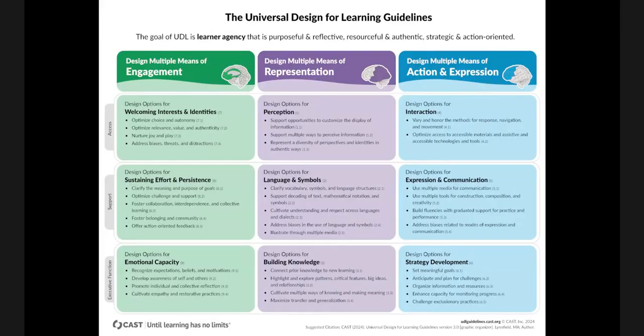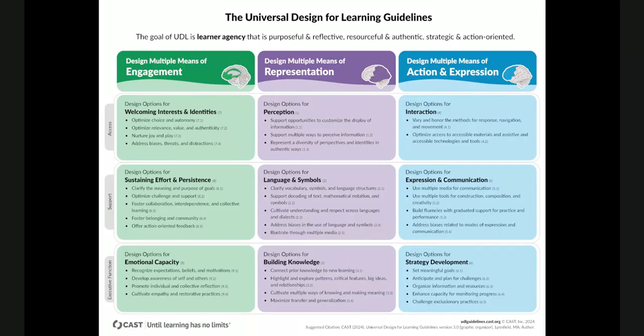Let's talk about how the Universal Design for Learning Guidelines 3.0 are structured and why that matters. Right at the top of the guidelines, you'll see a powerful sentence that starts with, "The goal of UDL is learner agency." That means supporting learners who are purposeful and reflective, resourceful and authentic, strategic and action-oriented. Learners who take charge of their own learning experience. And that idea, agency, is key to understanding the rest of the structure.